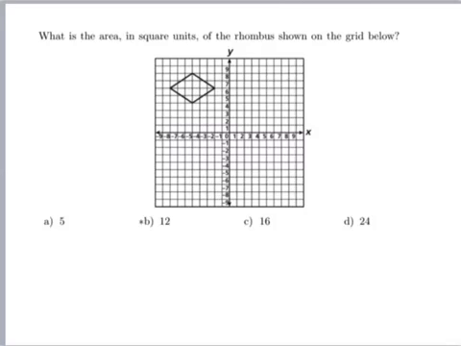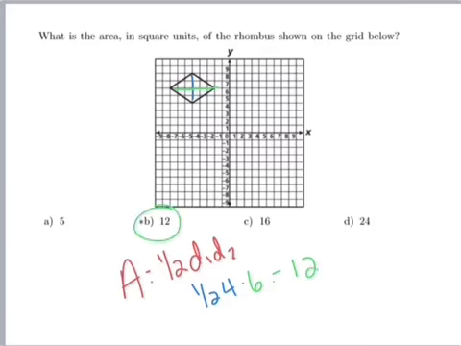Now we have the area of a rhombus. Well, the formula for the area of a rhombus is 1/2 D1 times D2. And again, I can just count along that length to find the diagonal 1, which is 4. Diagonal 2 is going to be this horizontal length, which is 6. So I would do half of 24, which would end up being 12. So that's B.